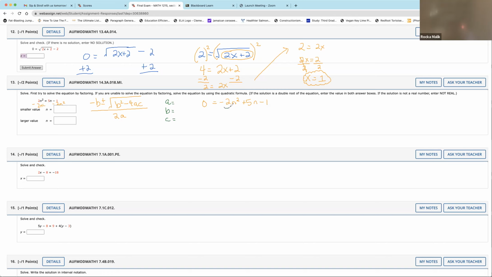A is the number in front of the squared term. So a is -2. B is the number in front of the regular term. B is 5. C is just the constant, the number without the x business or the n business. C is -1. I'm going to write over the formula with these values.